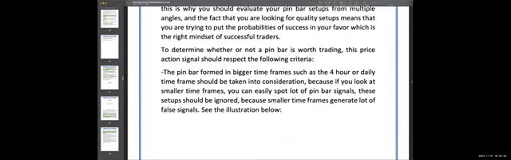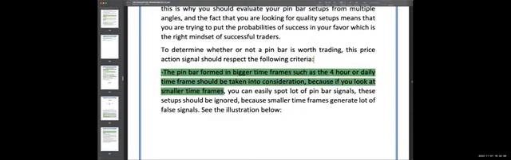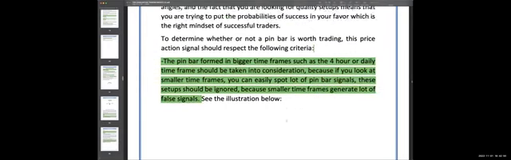To determine whether or not a pin bar is worth trading, this price action signal should respect the following criteria. The pin bar formed in bigger time frames, such as the 4-hour or the daily time frame, should be taken into consideration, because if you look at smaller time frames, you can easily spot a lot of pin bar signals. These setups should be ignored because smaller time frames generate a lot of false signals. Let's check the illustration below.